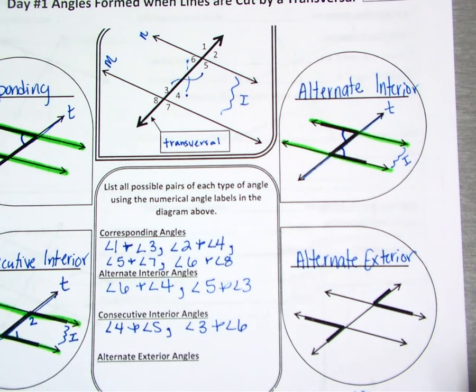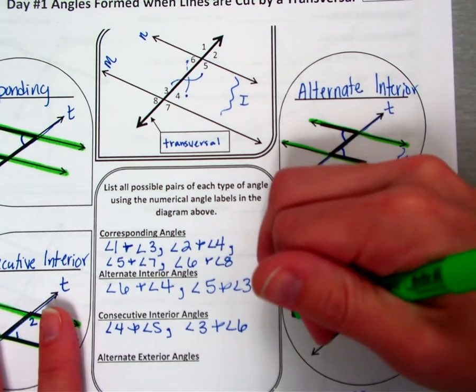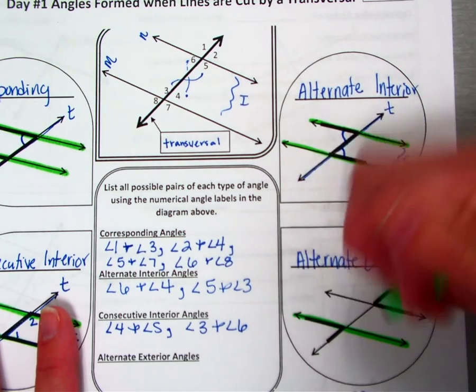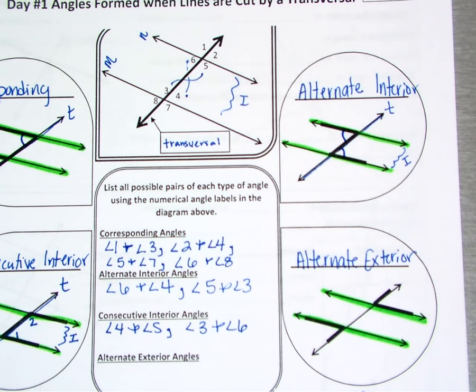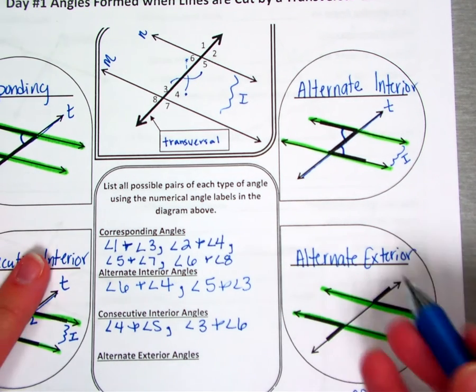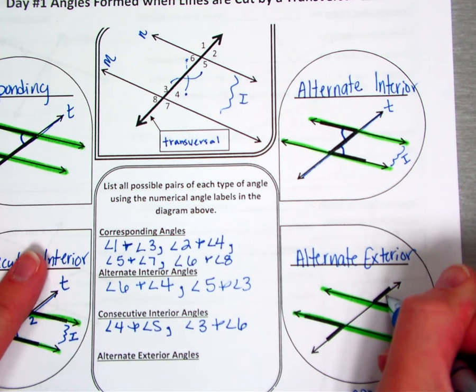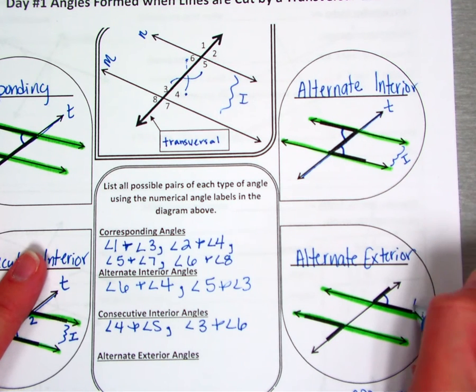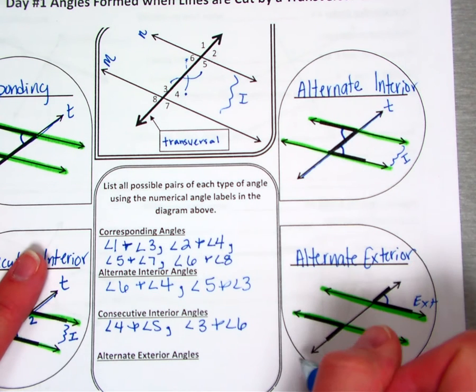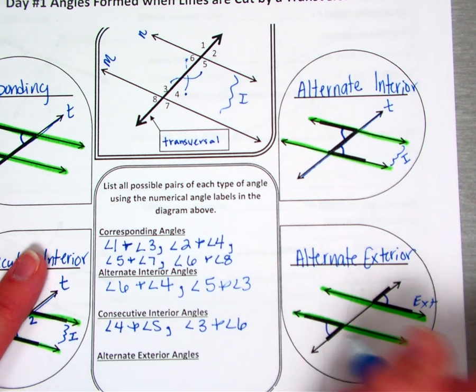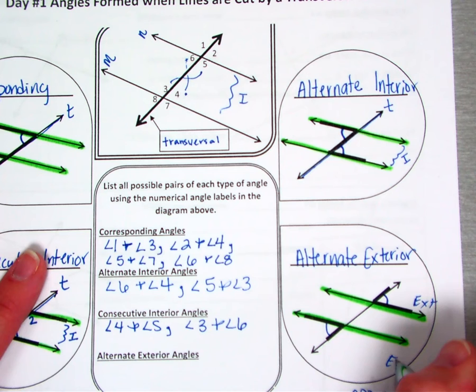And the only difference when we head to the alternate exterior is they do have to still be on opposite sides, but this time they have to be outside of my two lines M and N. Okay, so if I pick an angle on the upper right-hand side, that's in the exterior, then I'm going to have to go outside of my two lines on the left. This would also be exterior.